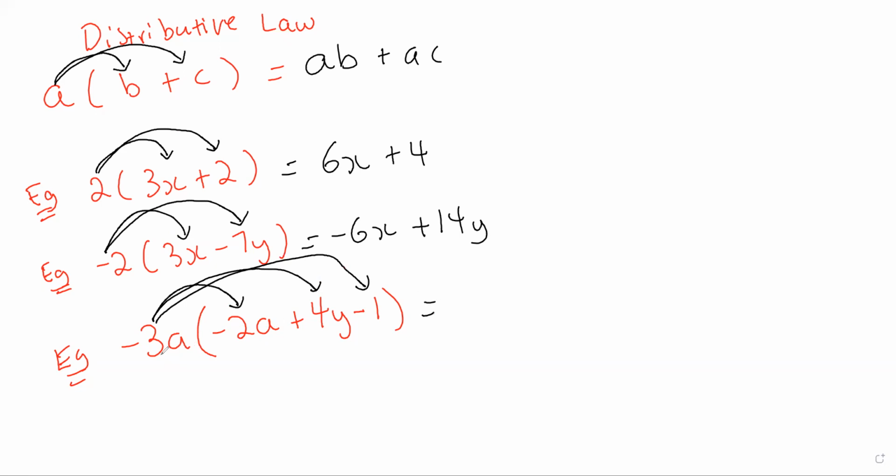So we have here now: minus by minus is plus, 3 times 2 is 6, a squared, a times a is a squared or a to the power 2. Next one, minus by plus is minus, 4 by 3 is 12, a multiplied by y is ay. Last one, negative by negative is positive, and 3a multiplied by 1 is 3a. So this is how we apply the distributive law. I want you all to take these examples down, and I have a few to try.